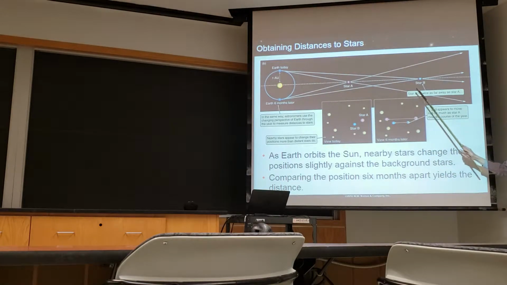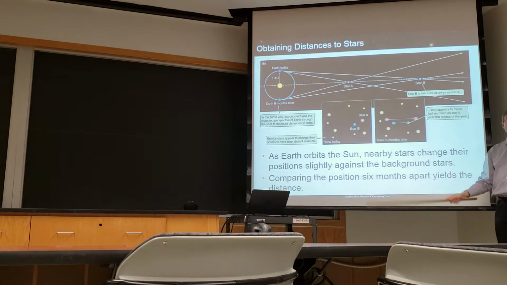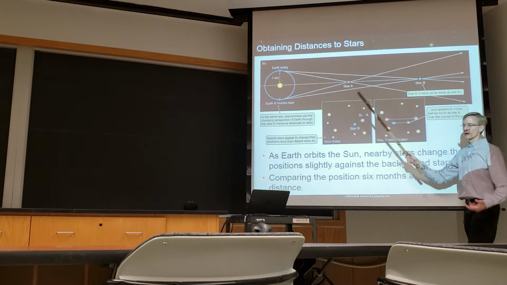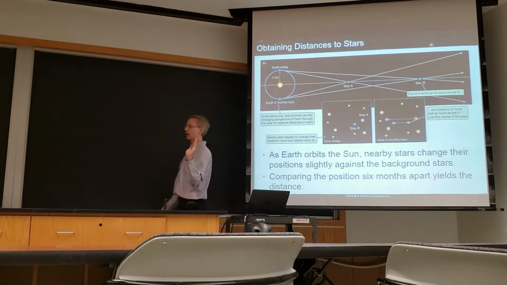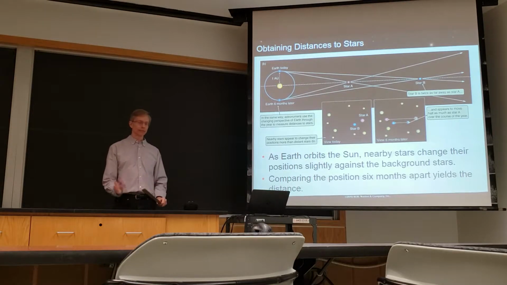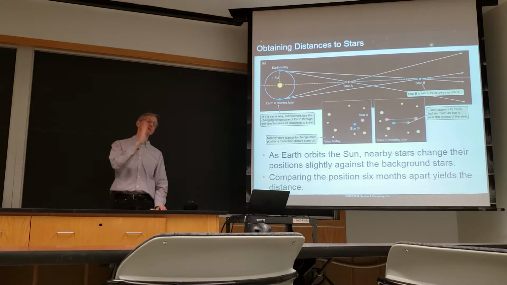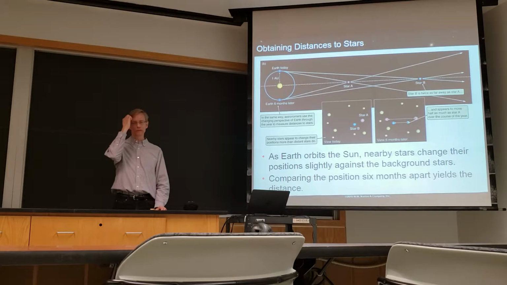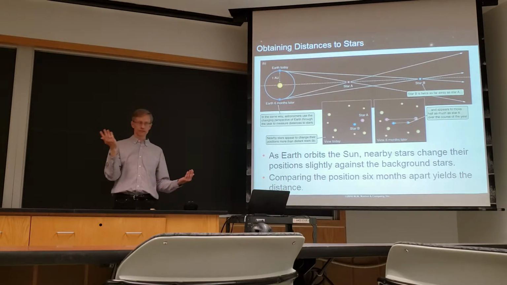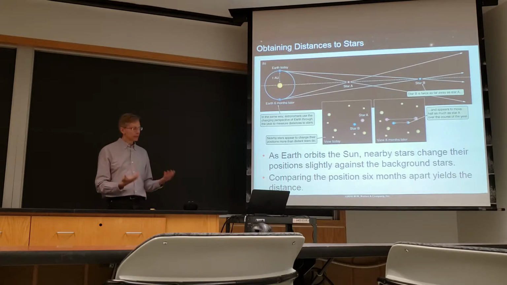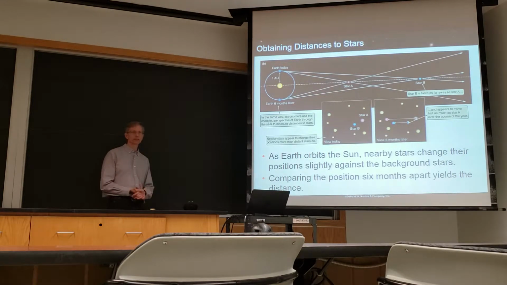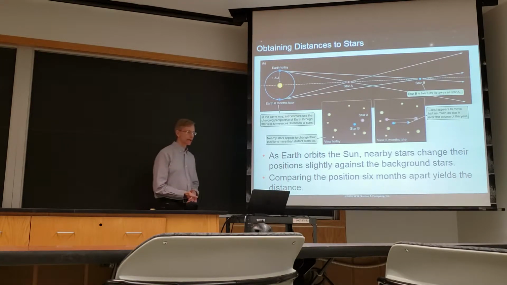The idea is the shift, just like your thumb in front of your eye, the shift is bigger the closer your thumb gets to your eye. The shift is bigger the closer a star is to Earth. And so we can use how much a star shifts back and forth, making precision measurements, how much it moves back and forth on the sky over the course of the year. Half of that amount that it shifts back and forth is called its parallax. We can use that to find its distance. That's the idea behind parallax.